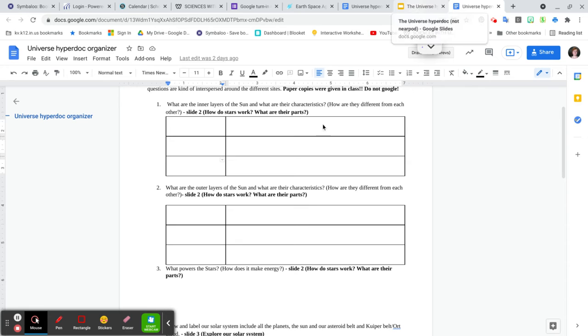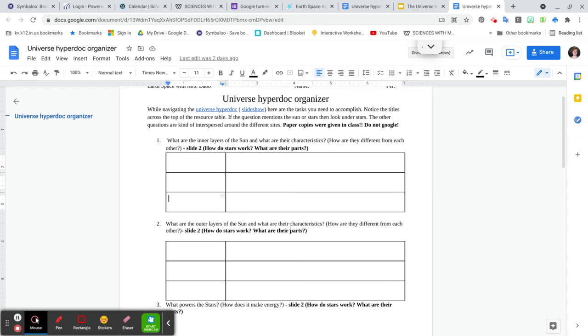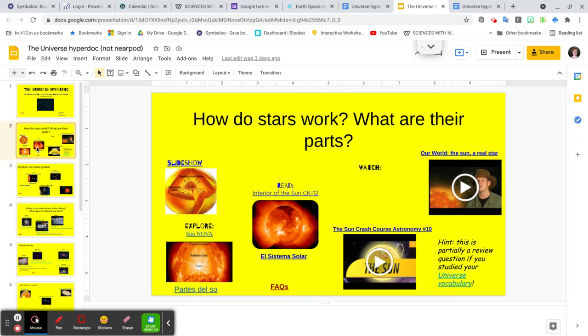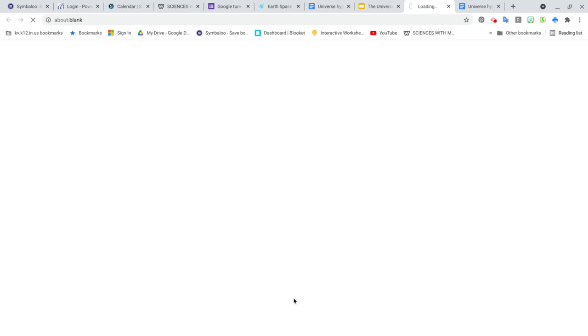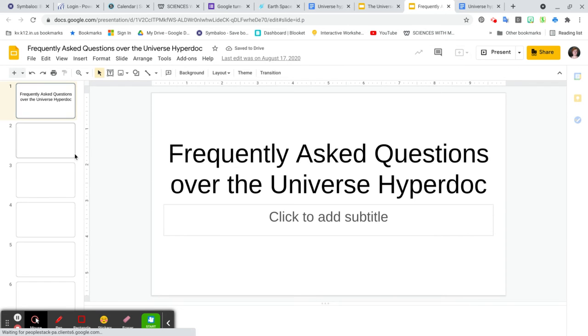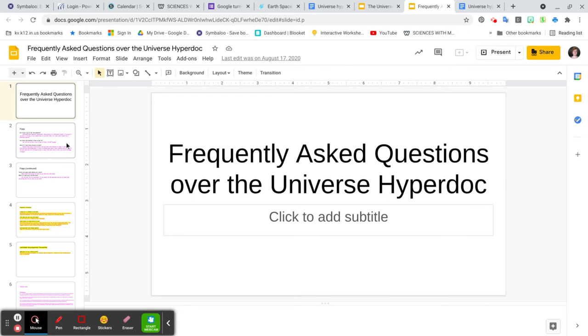Okay, and then the next one is my outer layers. And I've even got written on here that this should be on slide 2 of the Hyperdoc. It's slide 2. So I can do the slideshow, which was very popular. I can read our textbook, our online textbook. I can watch a video. I can do more than one of these. The other thing I have here are the frequently asked questions, to help clarify things, because I know this is the first time some of you have seen these things.